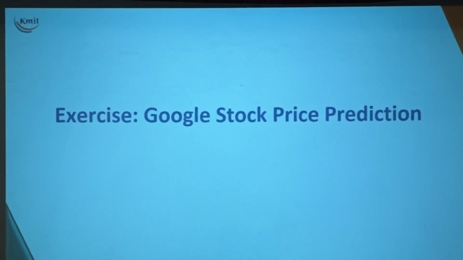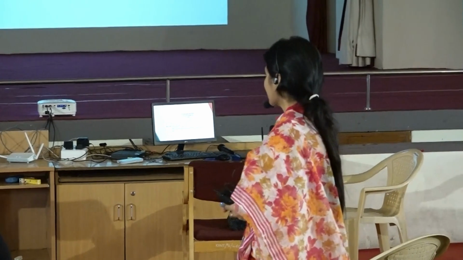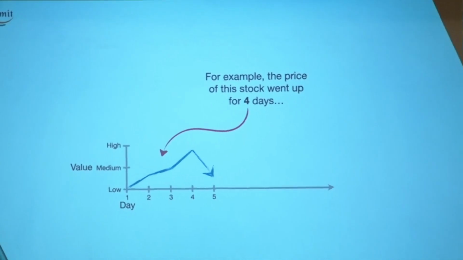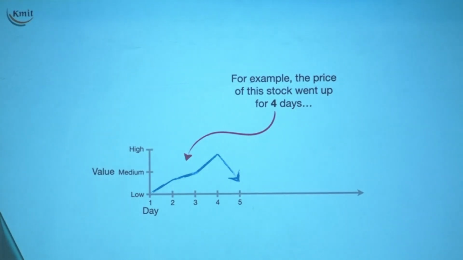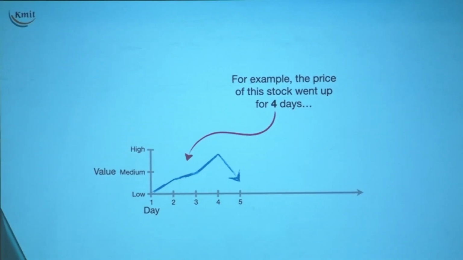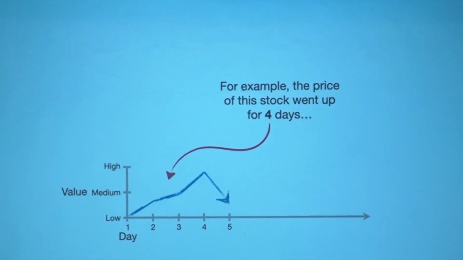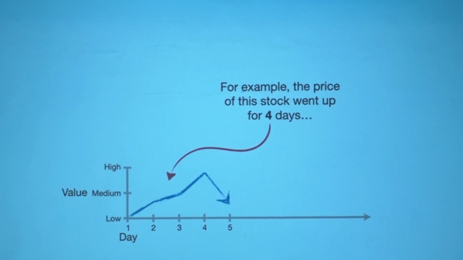RNN works for Google stock price prediction. What is Google stock price prediction? I want to predict the stock price of Google company. Now, what do you all see here? A graph. On the x-axis, I have 5 days, and on the y-axis I have the value, whether it is medium, low or high. What is that blue line? The prediction of the Google stock price, whether it is high or low on those respective 5 days.